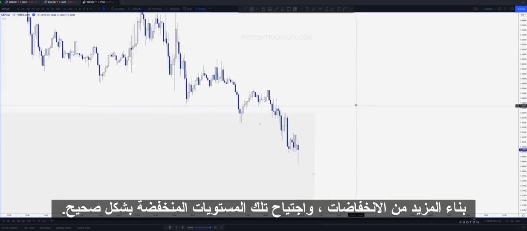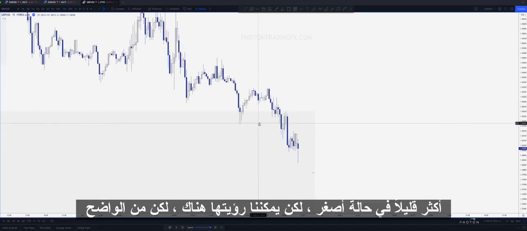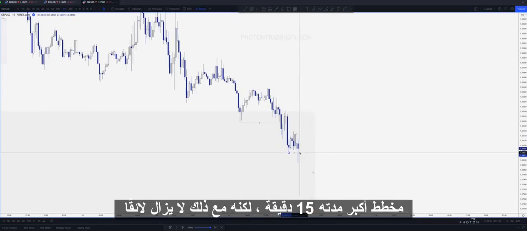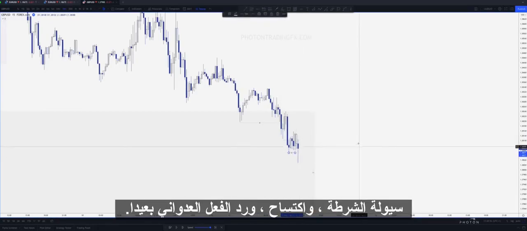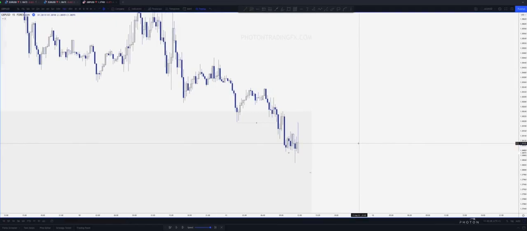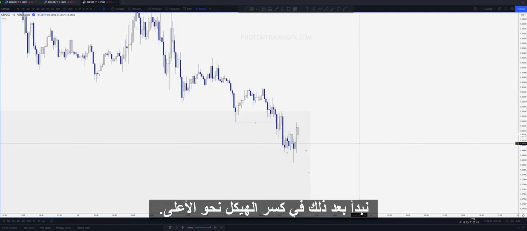Building more lows, sweeping those lows, right? A bit more on a smaller case, but we can see it there. Obviously a bit clearer on the 5-minute chart, but nonetheless, that is still a decent liquidity sweep, aggressive reaction away. Right, and then we start to break structure to the upside.